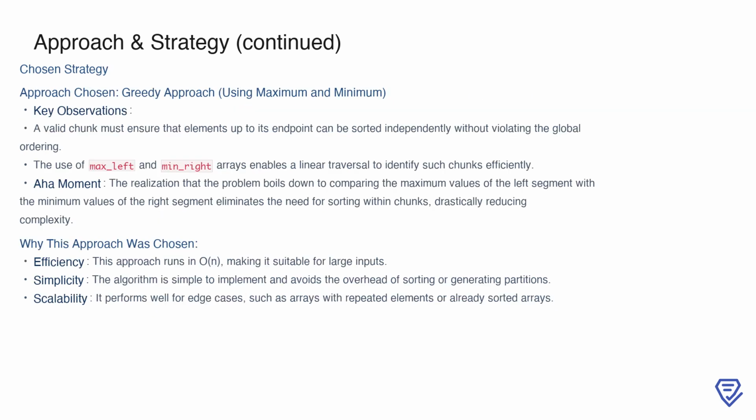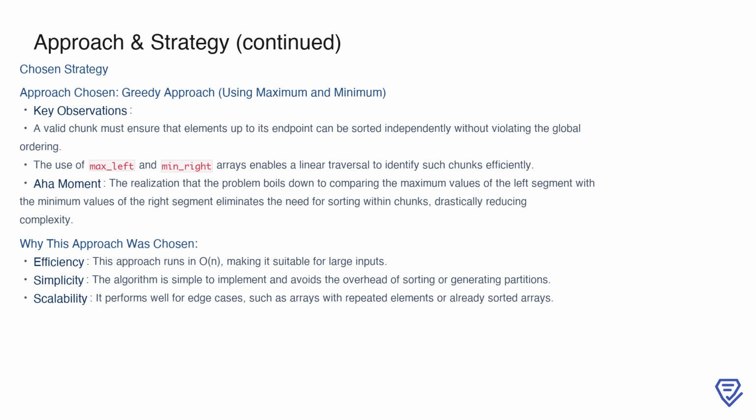The chosen strategy for this problem is the greedy approach using maximum and minimum arrays. This strategy is built on key observations about the nature of valid chunks. Specifically, a chunk is valid if the elements up to its endpoint can be sorted independently without disrupting the overall order of the array. By leveraging the max_left and min_right arrays, we can systematically identify these chunks in a single linear pass. The breakthrough in this approach was realizing that we don't need to sort within chunks at all.